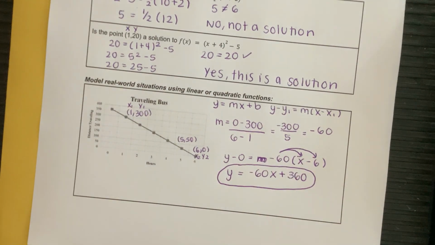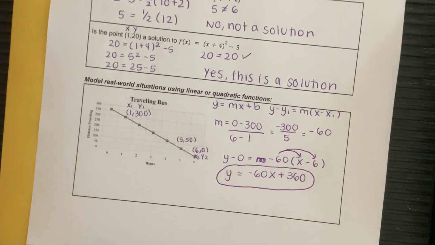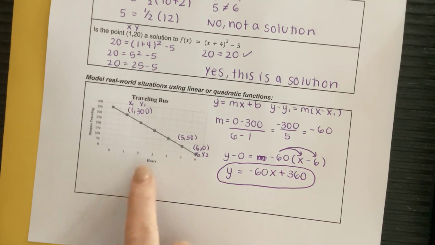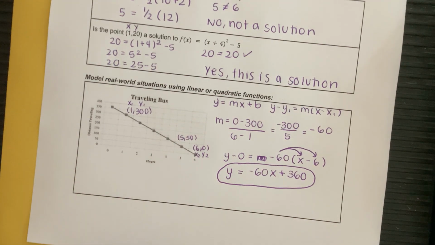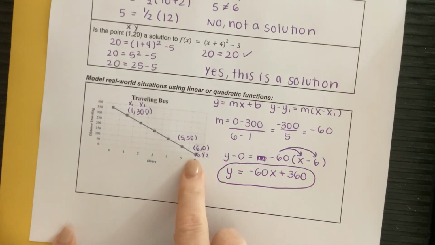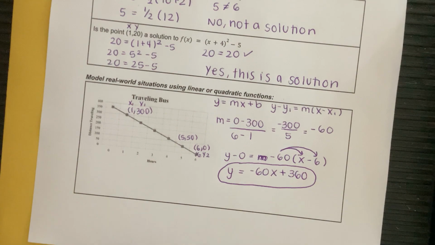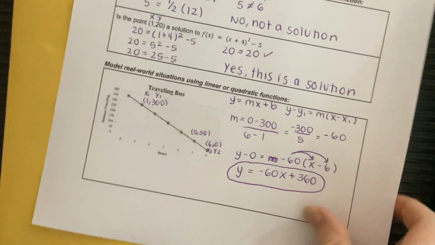So basically what that's telling us is this is talking about distance traveled. You started at that 360, and then every hour, because your x value is in hours, you're taking off 60 miles. So 60 miles, 60 miles, 60 miles, until eventually after 6 hours, you have 0 miles left to go. So you guys can kind of see it that way. All right, so we're going to do the next one.